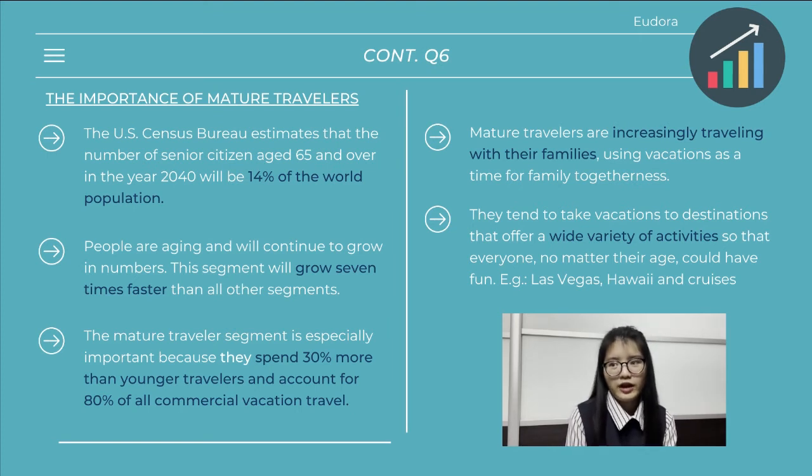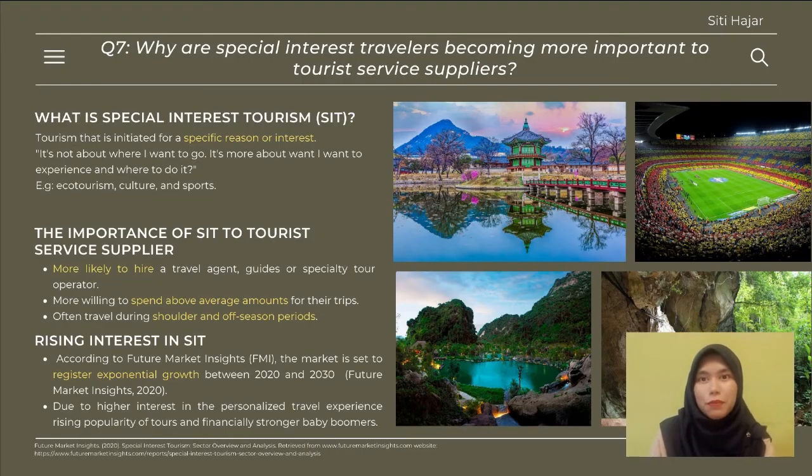It's also undeniable that as time goes by, and we're all getting more and more modern, even by the time we get old, we're still considered modern to ourselves, and therefore we would like to travel around, unlike people from the olden days who just like staying home and doing the same thing over and over again. But people nowadays, more modern age people, like to travel around and have fun because it's all about living your life. Question 7. Why are special interest travelers becoming more important to tourist service suppliers?